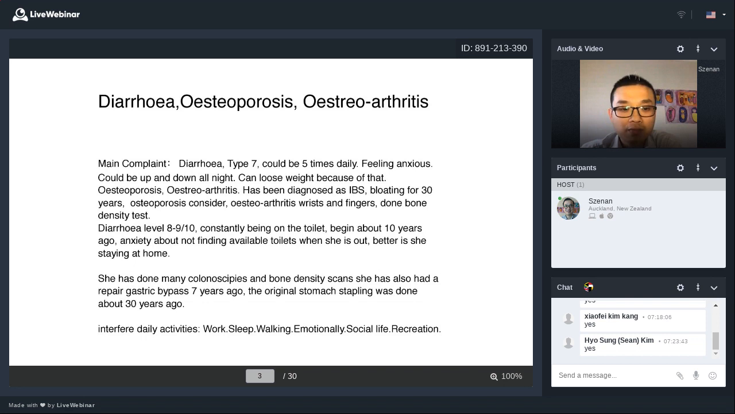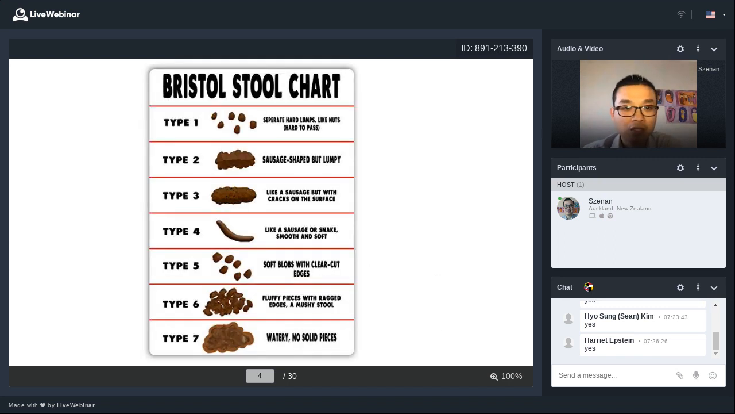She had done many colonoscopies and bone density scans. She has also had a repair gastric bypass 7 years ago. The original stomach stapling was done about 30 years ago. So it interferes with daily activities, like her work and sleeping, because she needs to get up to go to the toilet sometimes every hour. Emotionally, she is anxious, worried, all this. So it interferes with the social life, recreation, all this, right?